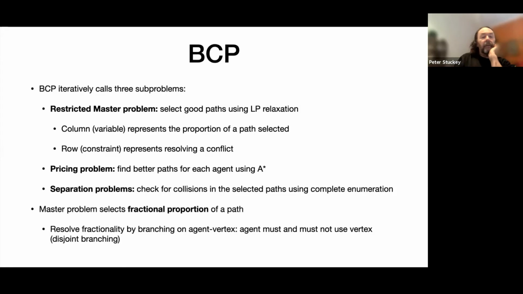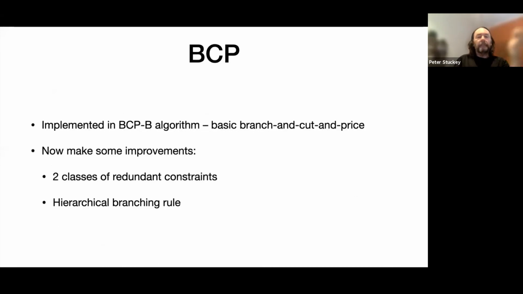Okay, and finally, the master problem will end up with fractional proportions of paths, and then we'll do branching, right? And that's the branching part of branch, cut, and price, by branching on this agent vertex thing. Agent must or must not use the vertex. Okay, so that's the BCP, the basic version.